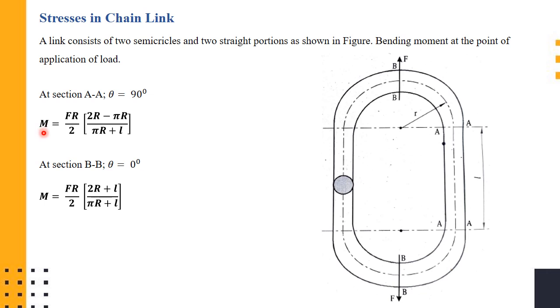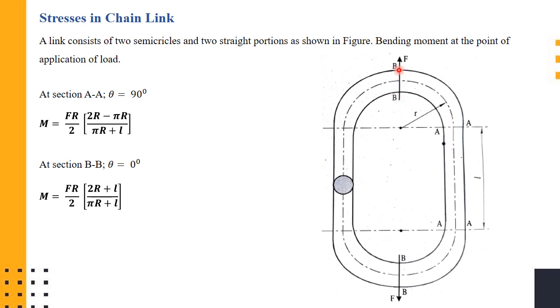The moment generated at a section which is 90 degrees away from the line of action of load is F into R divided by 2 multiplied by 2R, that is the radius of the centroidal axis, minus pi into R divided by pi R plus L. So these are the moments generated at sections at theta equal to 0 and 90 degrees away from the line of action of load. Further, we will be finding the stresses generated at the inner surface as well as at the outer fiber.